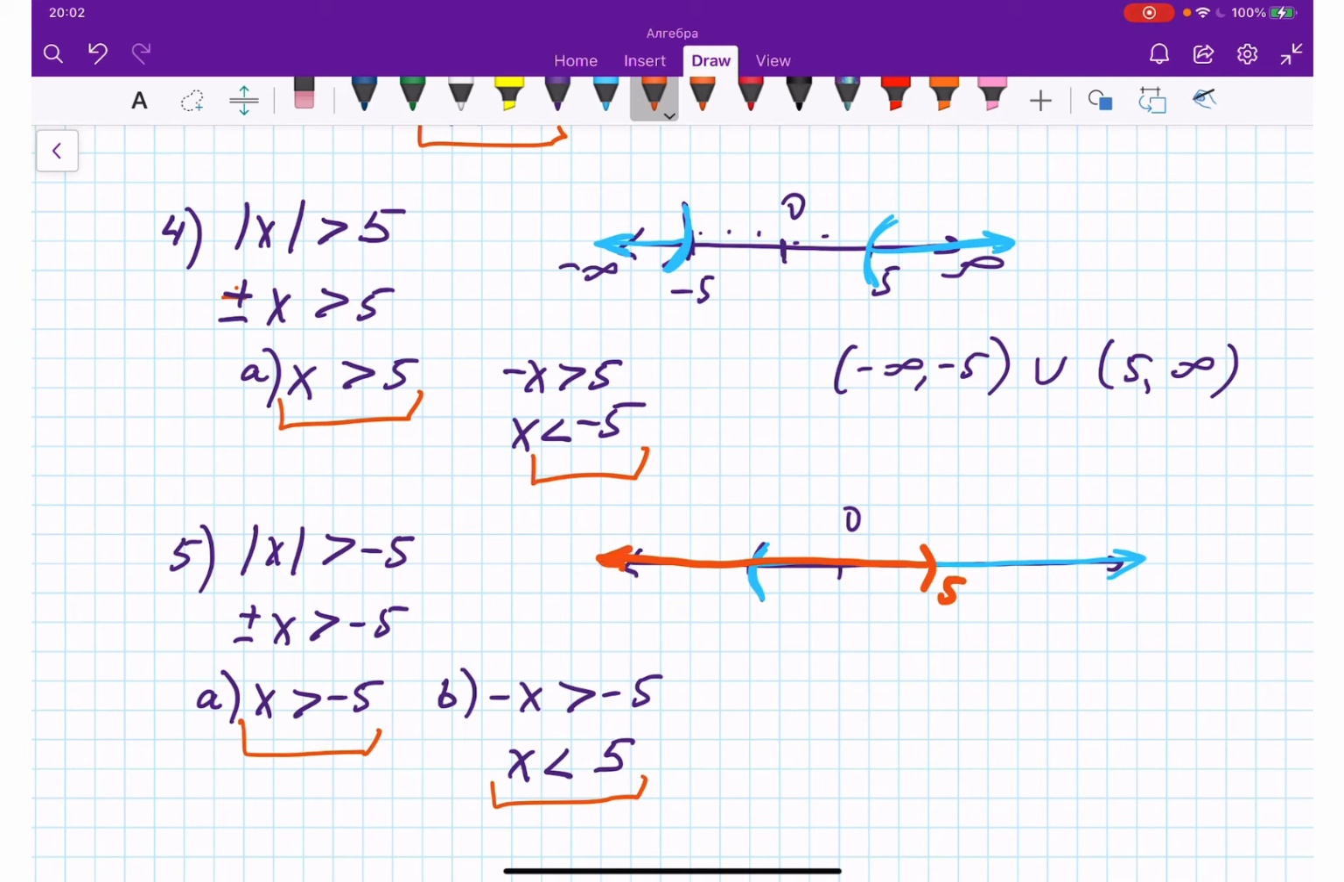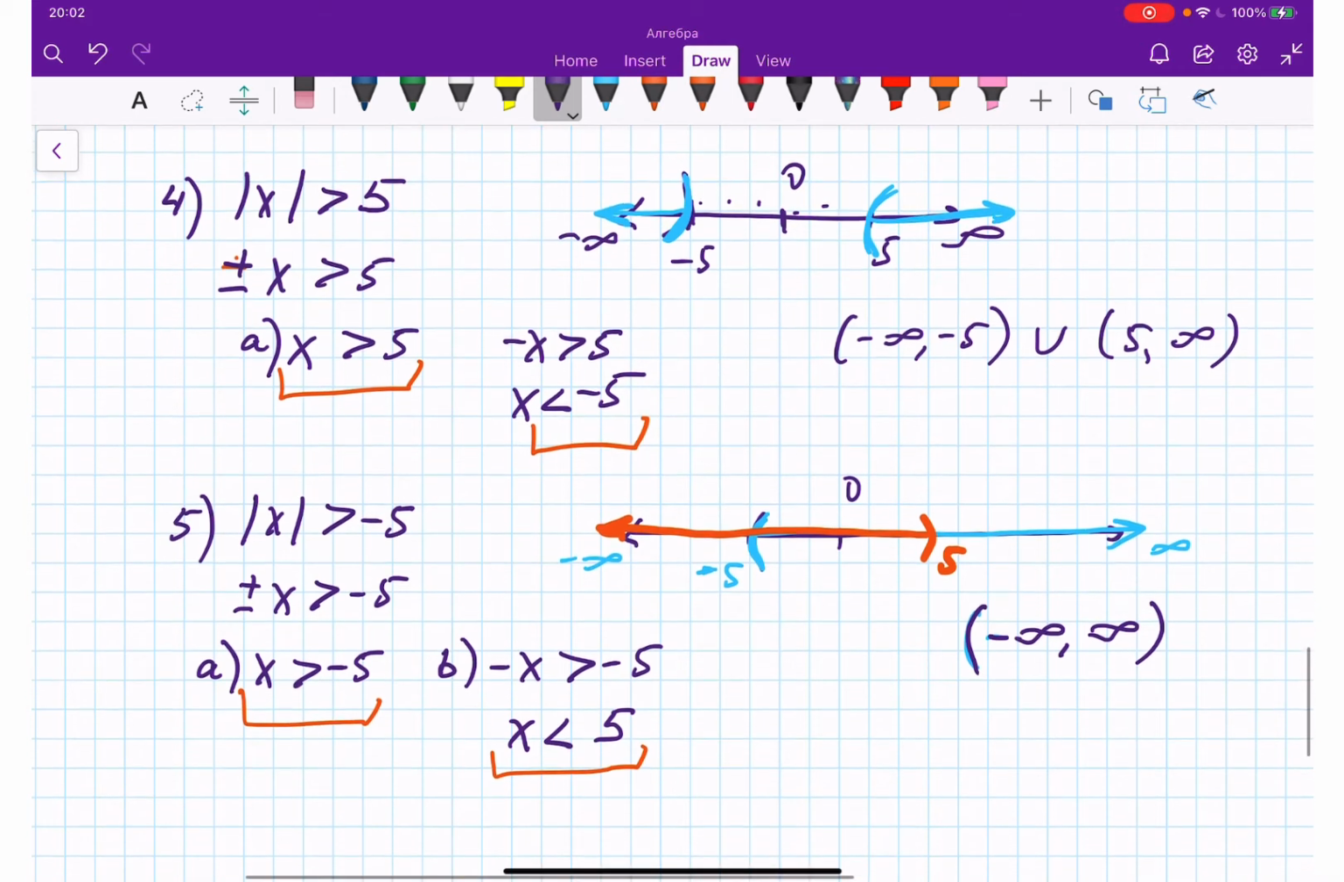So what do we get? We are getting the entire line of numbers, right? This is negative infinity, this is positive infinity. Entire line of numbers, which means I can put negative infinity, positive infinity. All right? Next one.